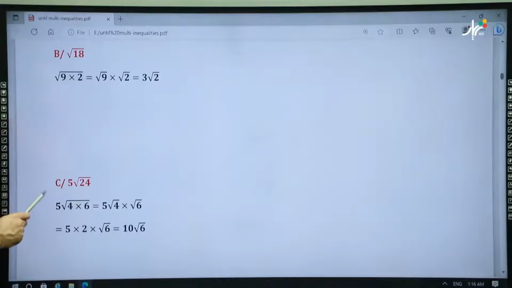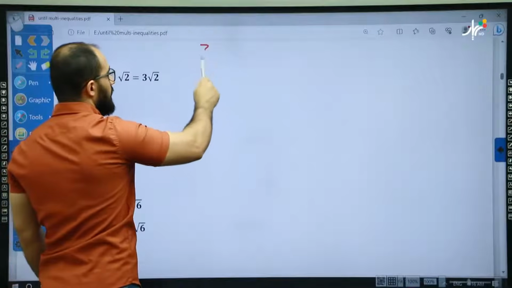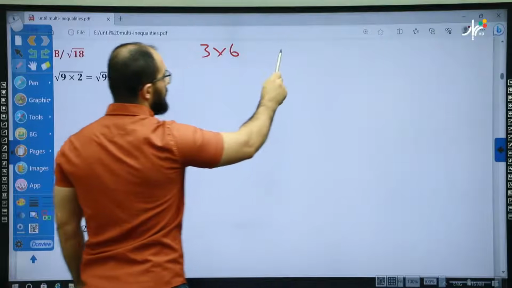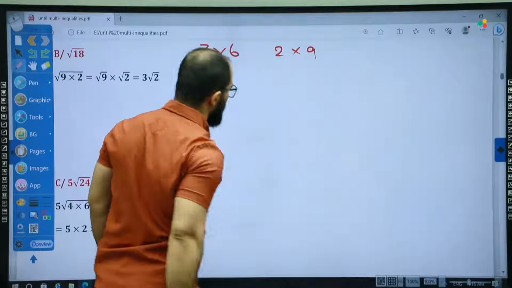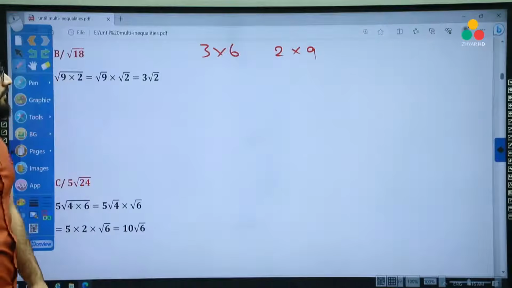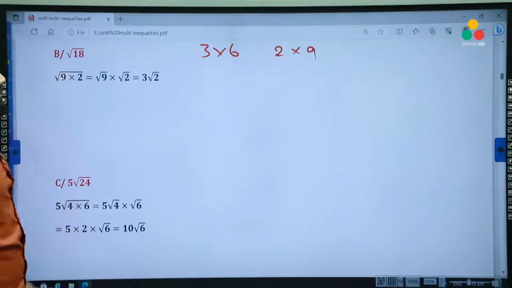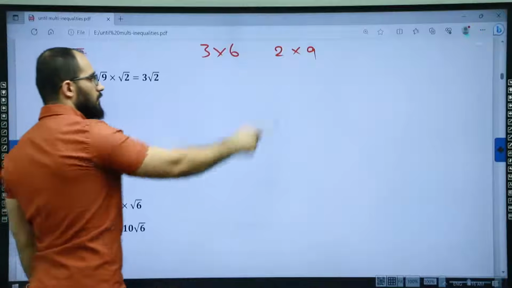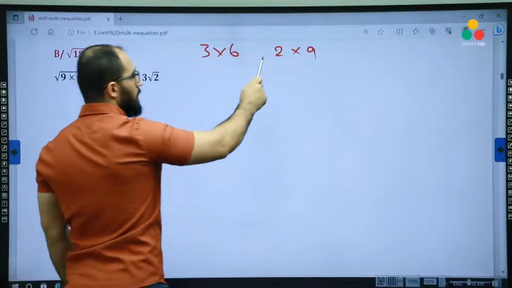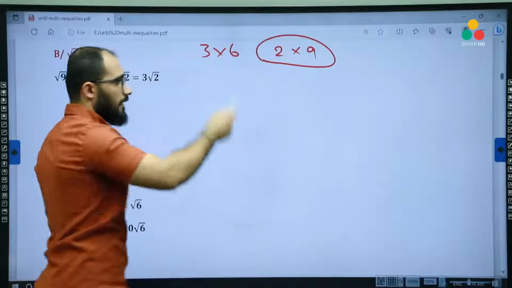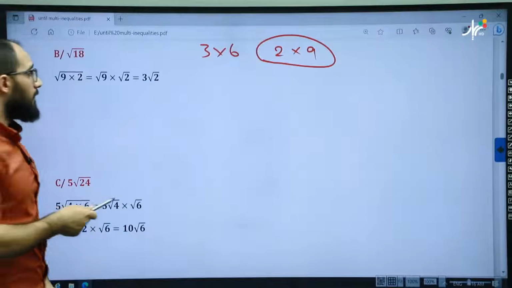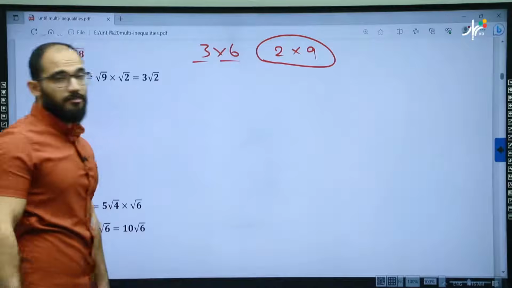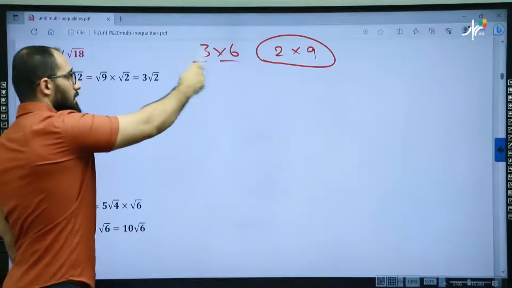we have 3 times 6, and also we have 2 times 9. Which one do you choose? 3 times 6 or 2 times 9? Of course, 2 times 9, because 9 is a perfect square. We can find the square root of 9. But 3 and 6, none of them is a perfect square. That's why we did not choose it.